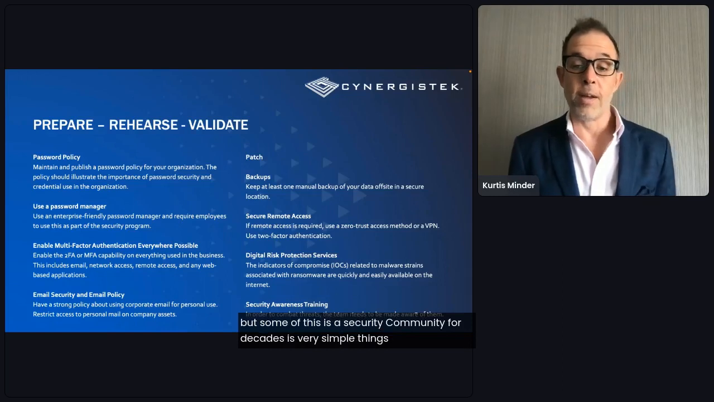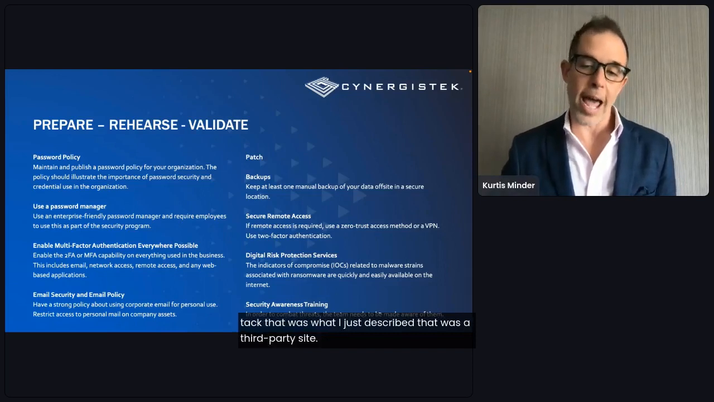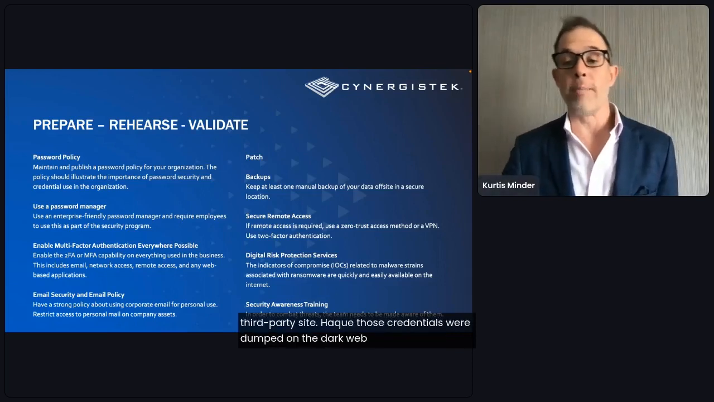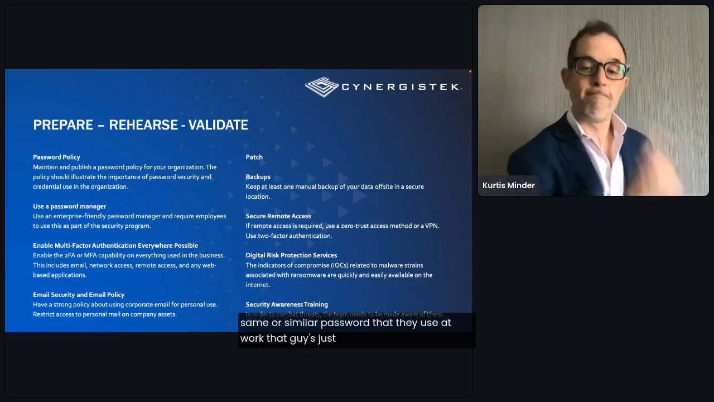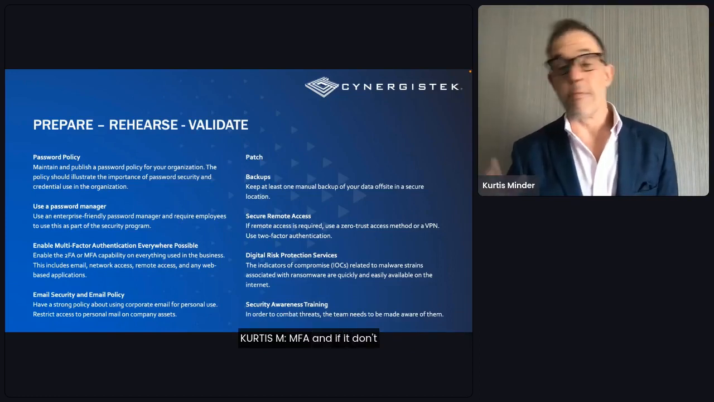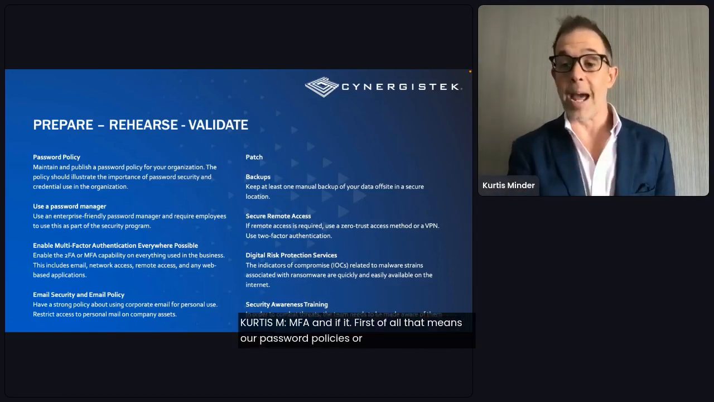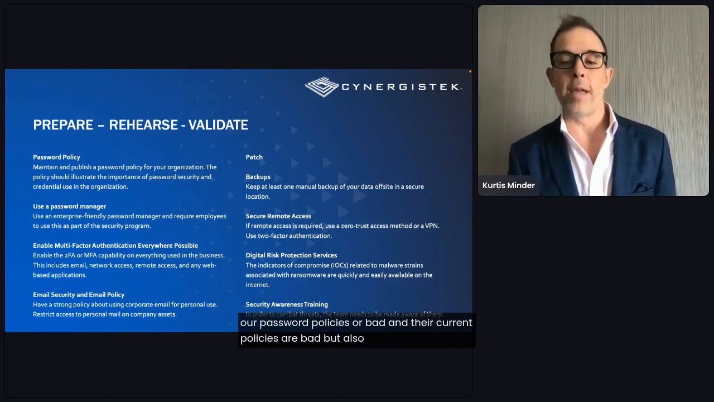Yeah, the Colonial attack, that was what I just described. That was an employee who used their corporate email address on a third-party site. That third-party site got hacked. Those credentials were dumped on the dark web. That user used the same or similar password that they used at work. Bad guys just logged in. First of all, that means their password policies are bad and their credential policies are bad, but also they didn't have MFA enabled on that remote access device.